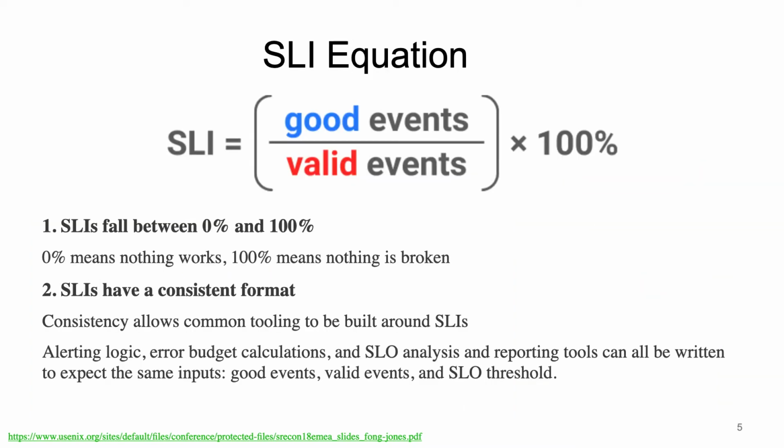Keeping that in mind, what is an SLI? Service level indicator, which indicates how well that service is being done. It is a ratio of the good events to the valid events multiplied by 100%. Or you can say the good events divided by good events plus bad events together, which are valid, times 100%. The fact that it is a percentage means it falls between 0 and 100. 0 means nothing works and 100 means nothing is broken. Good, right?